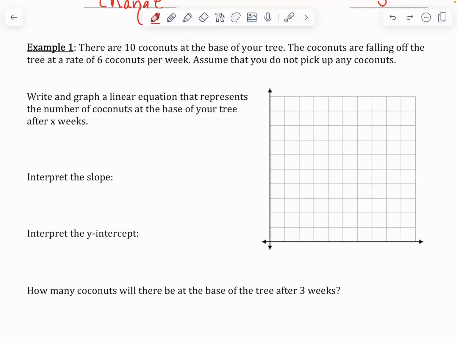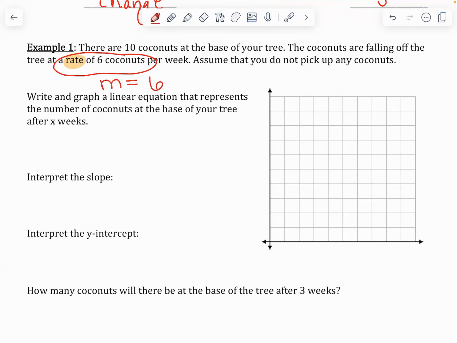Okay. We have 10 coconuts at the base of our tree, and the coconuts are falling off to join the 10 coconuts, 6 per week. We need slope and we need y-intercept. Which one of those is a rate of change? How do you know? Because it literally says the word rate, right? So we have a rate of 6 coconuts per week. So our slope is 6.